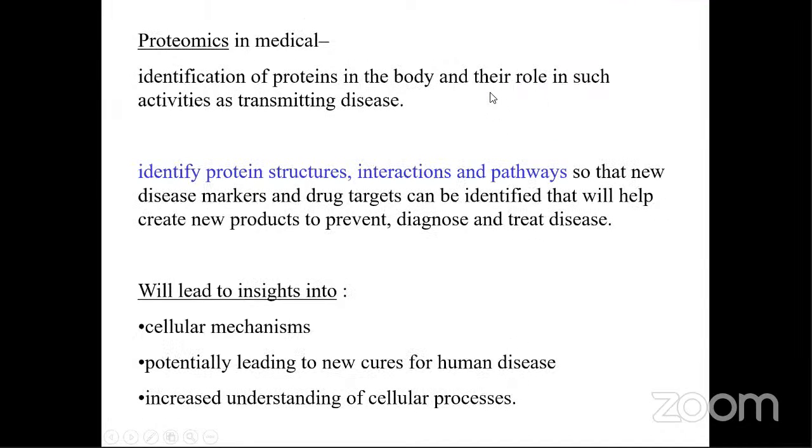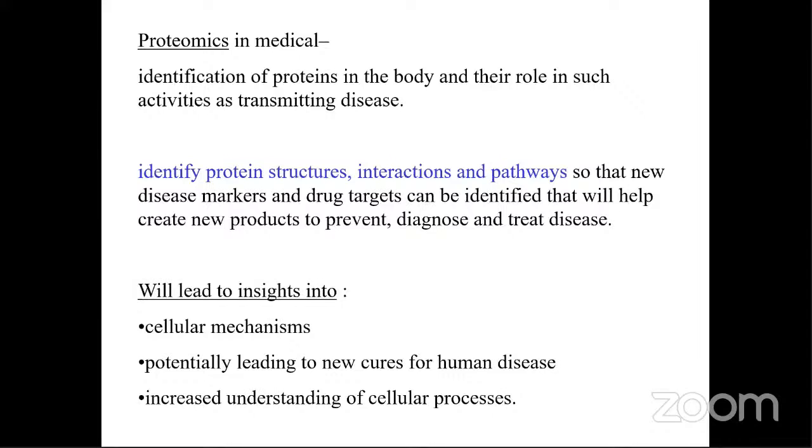If you go into the medical area, proteomics plays a very important role: identification of proteins in the body, their role in activities such as transmitting diseases, identifying protein structure, interactions, and pathways. So if I know the pathway which leads to a certain disease and we know which enzymes or proteins are playing a role, that could be your target, which could be inhibited by designing a drug. You can also use it as a disease marker. We know certain proteins are overexpressed or underexpressed during certain conditions, so we can use them as markers. Drug targets, as I said, could be inhibited, so a particular pathway could be inhibited and the progression of a disease could be stopped.